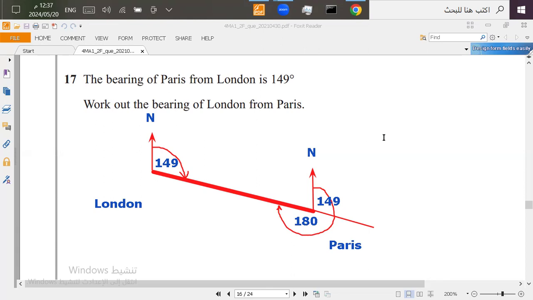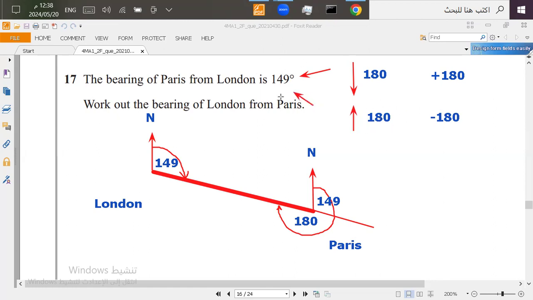Now, let me explain the rule without the drawing. If they give you one of the bearings and the number they gave you is less than 180, you have to add 180 to it. This is the rule. Focus on this. And if the angle is more than 180, you have to subtract 180 from it. This is the rule of finding bearings. So if it's less than 180, add 180. If it's more, subtract 180.